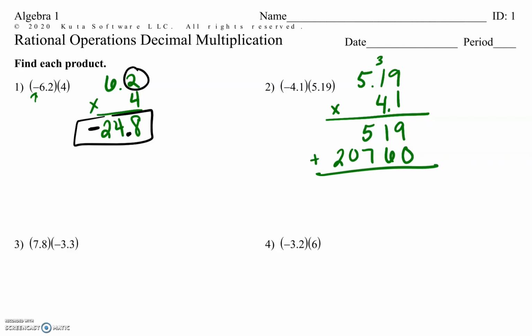So just like normal multiplication, I'm going to add these values together. 9 plus 0 is 9. 1 plus 6 would be 7. 5 plus 7 would be 12. 0 plus 1 is 1. And 2 plus nothing is 2. So now for my decimal point, I have 1, 2, 3 values behind the decimal. So I'm going to move my decimal point 1, 2, 3 spots in. I have a negative times a positive, so my answer is negative.